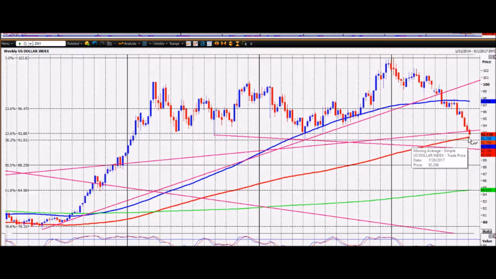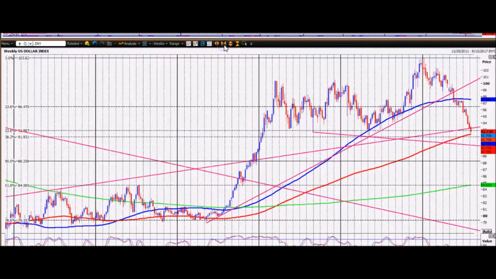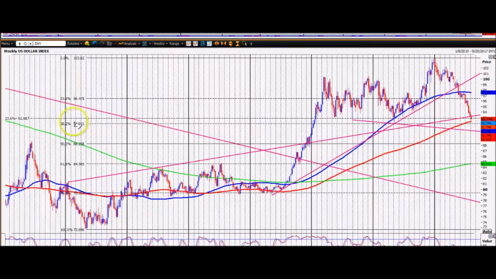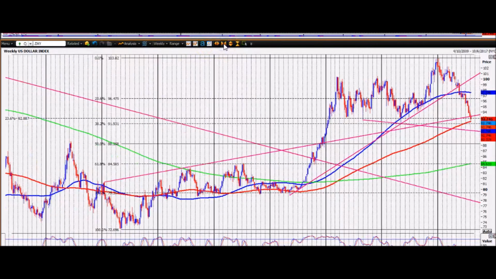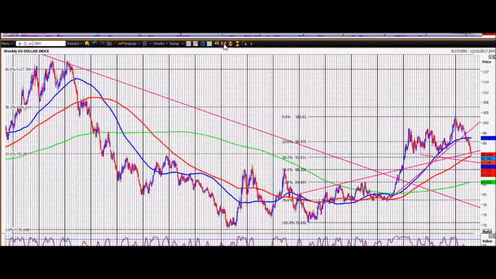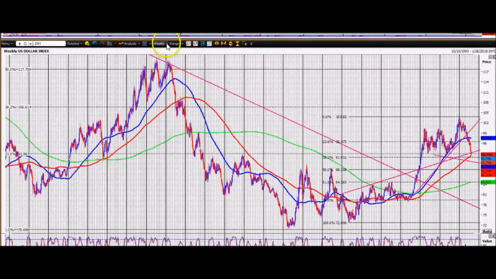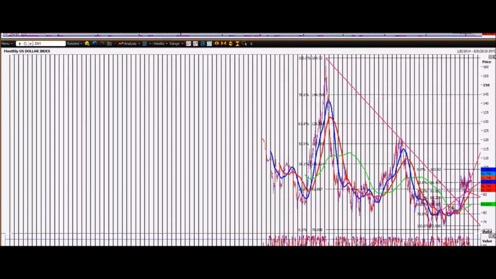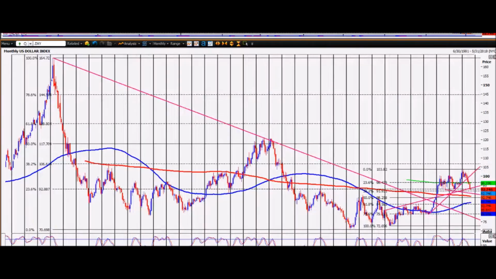But we are now approaching the 200-week moving average at 92.32. Actually, I'm going to scrunch this up again because we do have an important fib support level, and I've been banging on about this for a little while, the 92.90 area. Let me see how far I'm going to have to go back to show you this. Okay, this just shows you how far back I do go. In fact, the only way to do this is with a monthly chart. There you go, that's better.